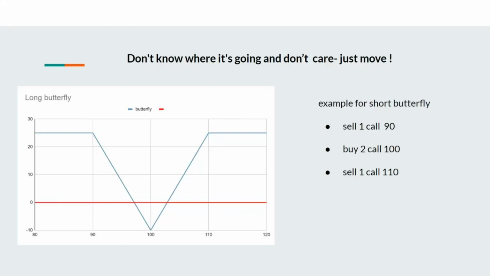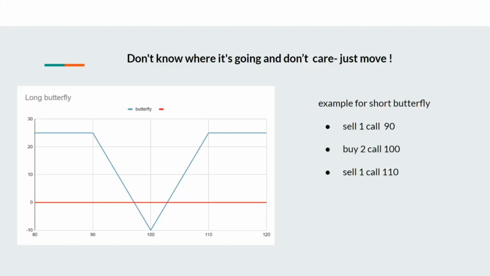All right. So our basic assumption is that we don't know where it's going and we pretty much don't care, but we just want it to move and make some money. So remember that creating a butterfly strategy, you can do it either by calls or by puts. So we'll give one example with calls and one example with puts.